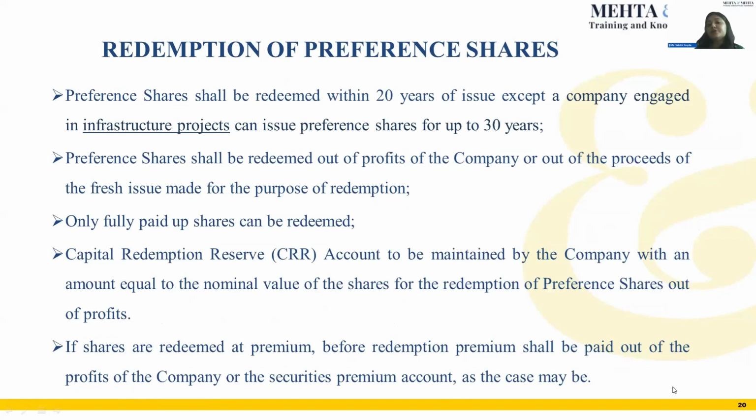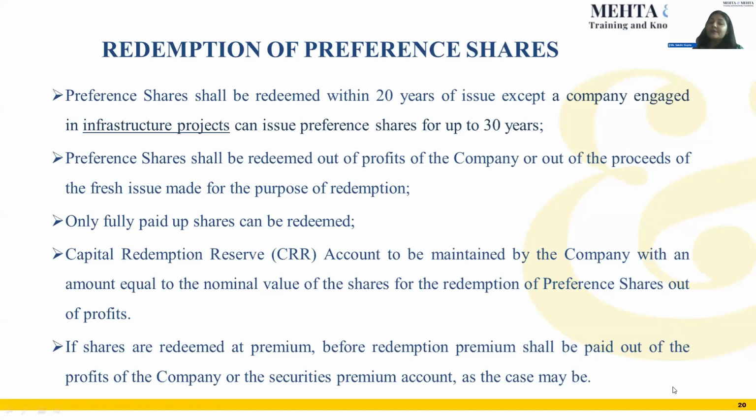Now we will discuss the redemption of preference shares. Preference shares shall be redeemed within 20 years of issue, except that companies engaged in the business of infrastructure projects can issue preference shares for up to 30 years. And as we have already discussed, from the 21st year, they have to start redeeming at least 10% of the value of the shares.